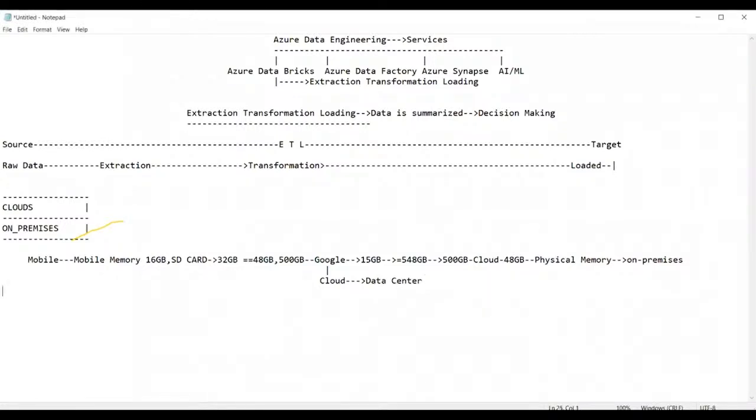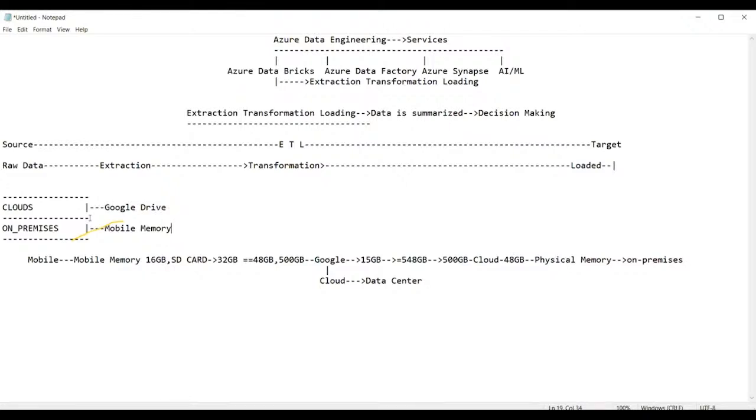So now, guys, in the same way, here you have cloud and on-premises. Cloud means storing the data on the Google Drive, which is a cloud environment. And on-premises is nothing but storing the data in your mobile phone's physical memory. Mobile phone memory is called what? On-premises. Am I right, guys?